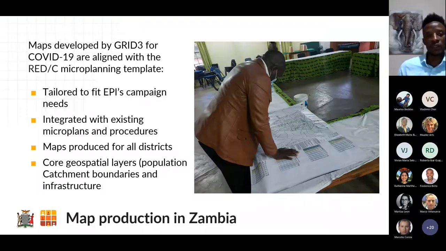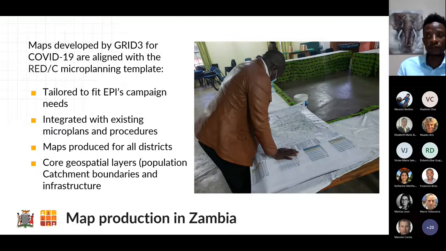In terms of our spatial data solutions, we developed the maps and were able to print for all the 116 districts in the country. These maps were developed based on the template, as earlier said, and they were tailored to fit EPI's needs. And then we used the core geospatial layers that are needed on the ground for ease of understanding for the healthcare workers. We added things like the population catchment boundaries. We had the population estimates rather through, I think the previous speaker spoke of population settlement extents. So we did add some settlement extents to inform where people were clustered, and not just how many, where they were clustered, but how many they were and how many of a certain age group were located there.